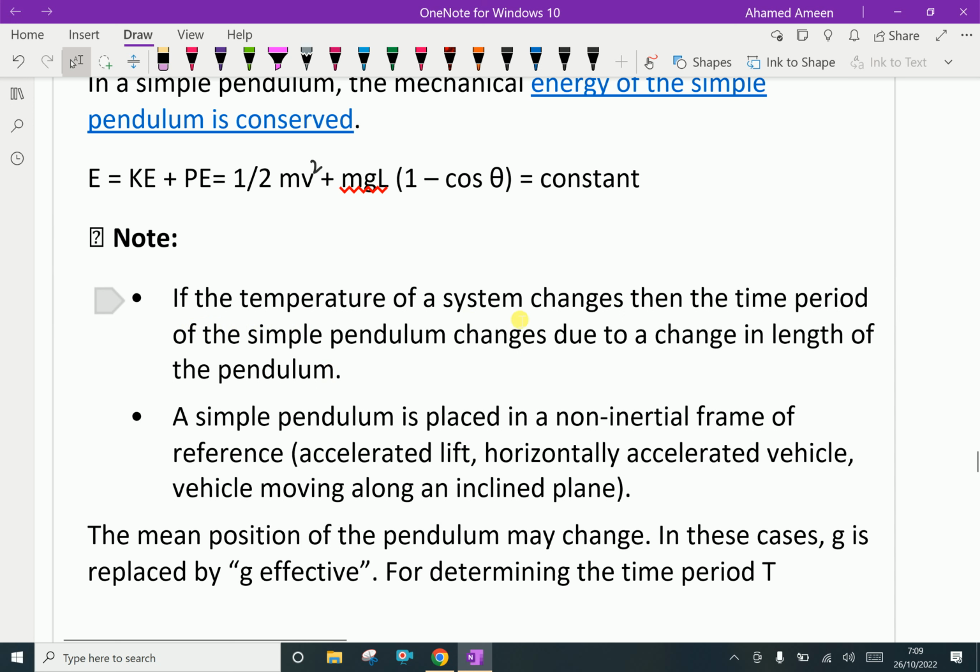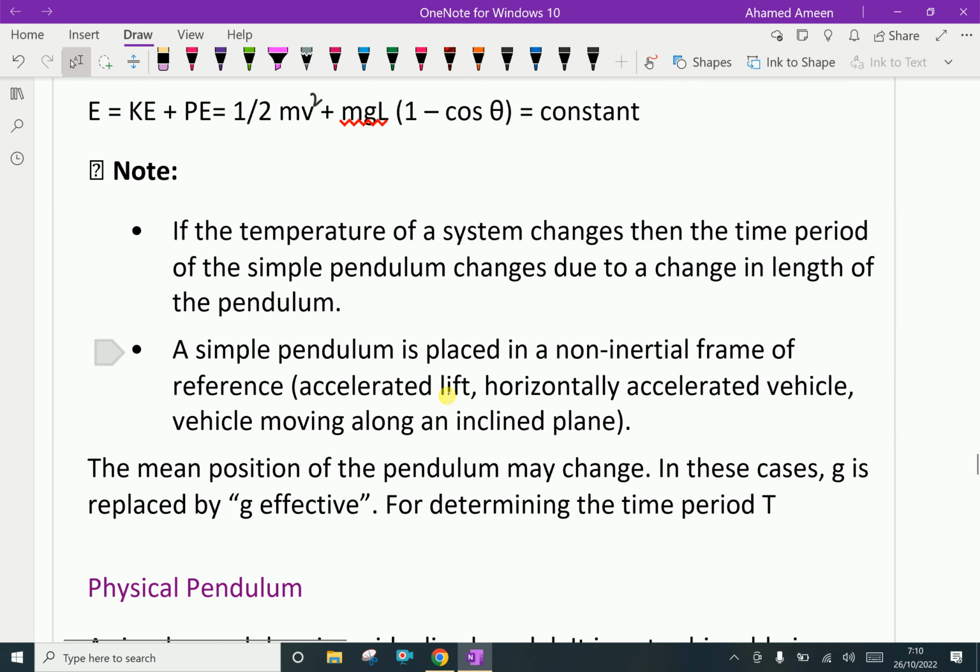Here, note that we have to consider some points. If the temperature of the system changes, then the time period of the simple pendulum changes due to the change in length of the pendulum. Due to temperature changes, the metallic parts change. Suppose the bob is connected with a small metallic string, it extends while the temperature is more, and when the temperature is less, the length becomes less. So due to temperature changes, the time period of oscillation also changes. A simple pendulum is placed in a non-inertial frame of reference.